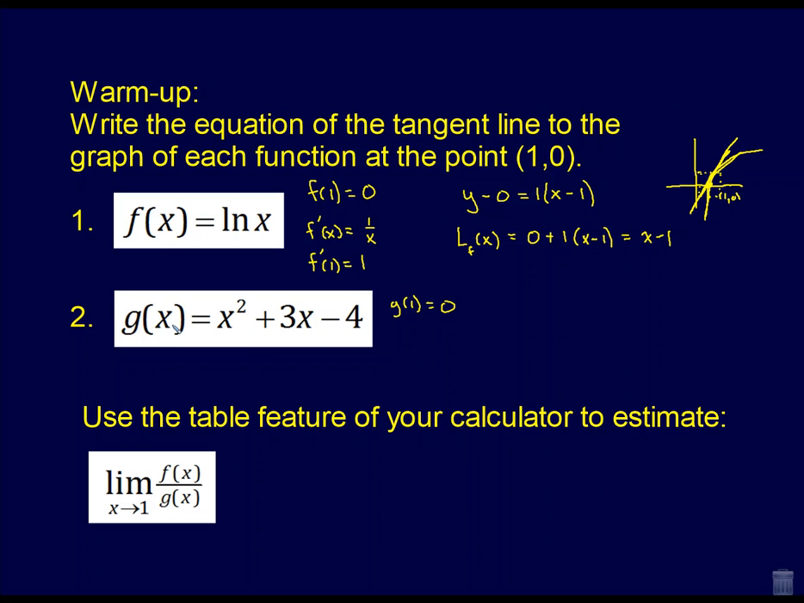So let's try it again here with number 2. I need to find the derivative. G prime of x is 2x plus 3, so the slope at x equals 1 is going to be 2 times 1 plus 3, so I'm going to get 5. And in point slope form, my line is y minus 0 equals slope 5 times x minus 1. So the linear approximation of g, I am going to distribute out this. I'm just going to get 5x minus 5.